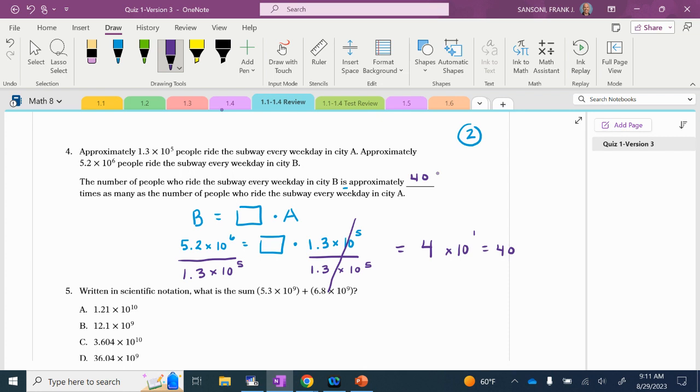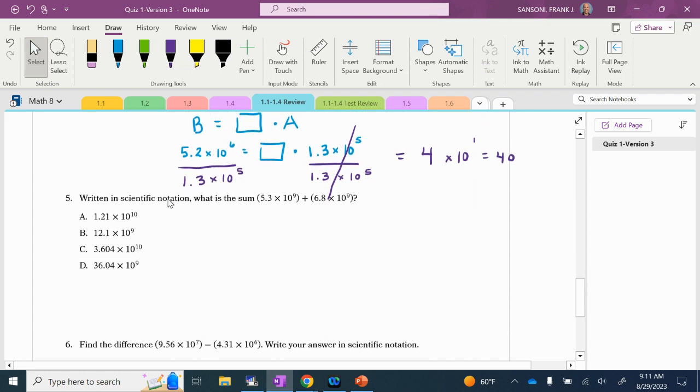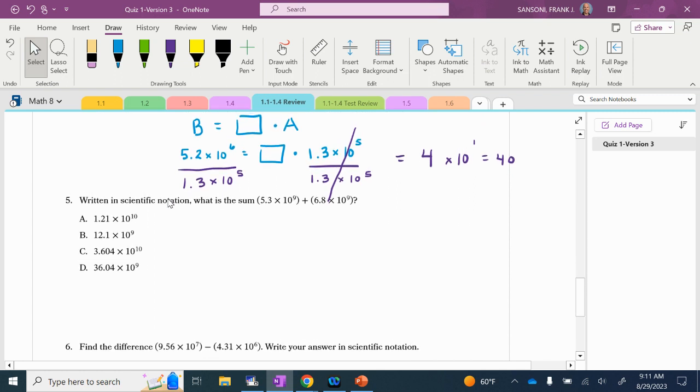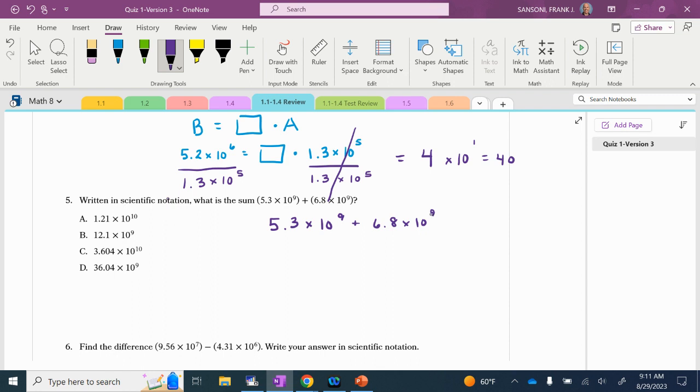And then we're down to our last two. So you should be on the back. It says, write in scientific notation my answer, and it says, what is the sum of, I'm going to rewrite this, 5.3 times 10 to the 9th plus 6.8 times 10 to the 9th. Hopefully you've trained your eye to look at what first.